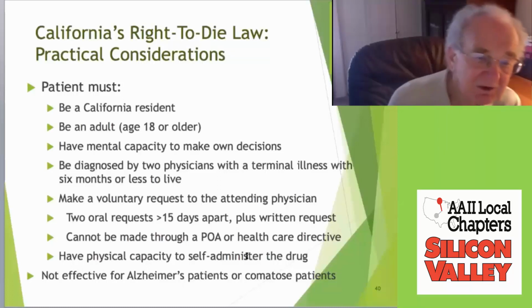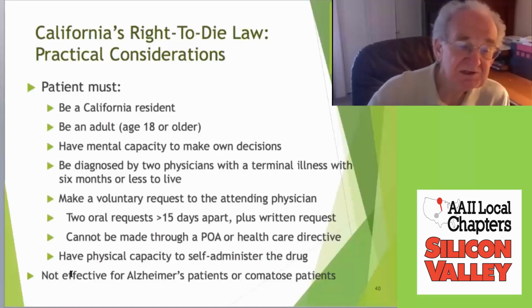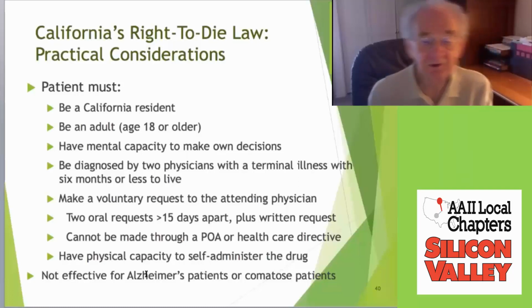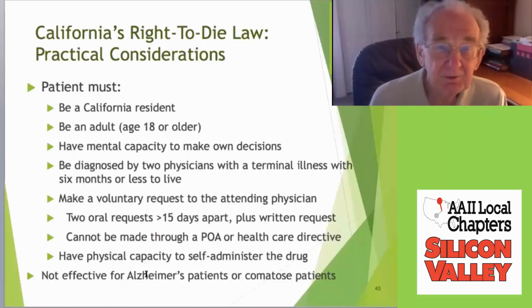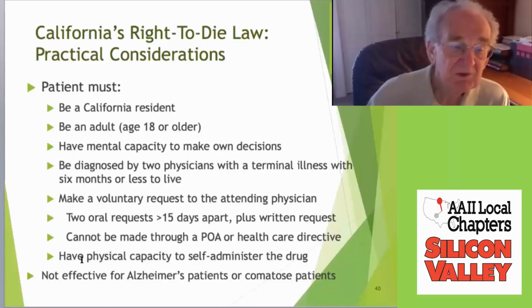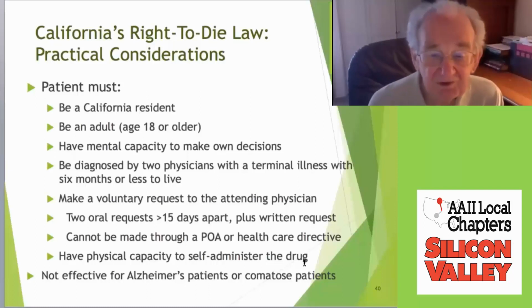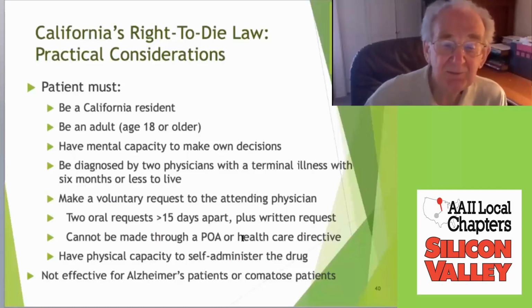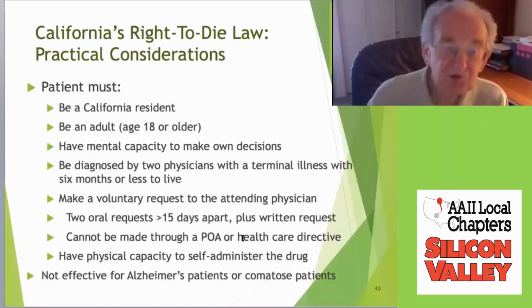There are two items on here that we might have glossed over a little bit that are kind of important. You must have the mental capacity to make your own decisions, which means somebody with dementia or Alzheimer's disease or whatever probably cannot avail of the right to die law. And the other thing is you must have the physical capacity to self-administer the drug, which means that comatose patients can't avail themselves of the law. And the other thing, of course, is that it can't be done through a power of attorney for healthcare. So the law may not be quite as useful as some folks might have hoped.